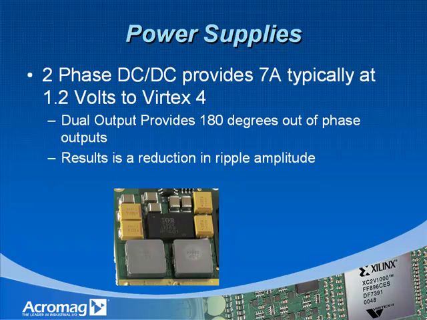The power supply present on the PMC-LX to power the Virtex-4 at 1.2 volts uses a two-phase DC to DC converter, which provides typically 7 amps. This dual output provides two outputs 180 degrees out of phase, which results in reduction in the ripple amplitude for a nice clean power supply signal.